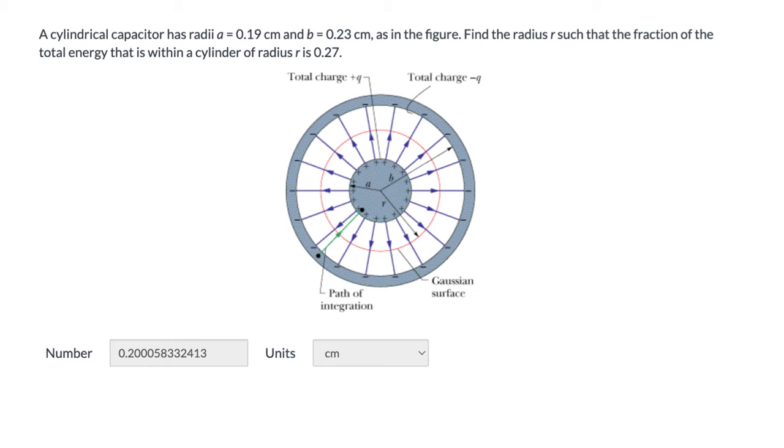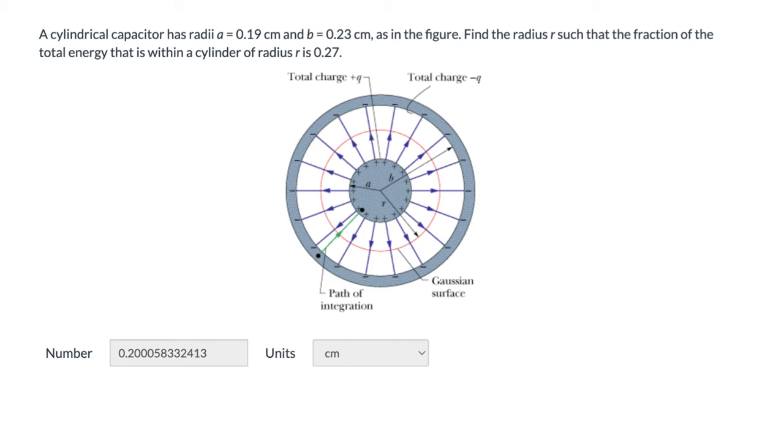A cylindrical capacitor has radii A equals 0.19 centimeters and B equals 0.23 centimeters, as in the figure. Find the radius r such that the fraction of the total energy that is within a cylinder of radius r is 0.27.